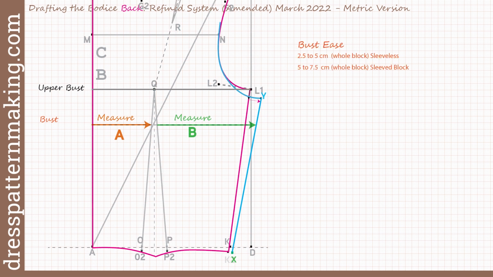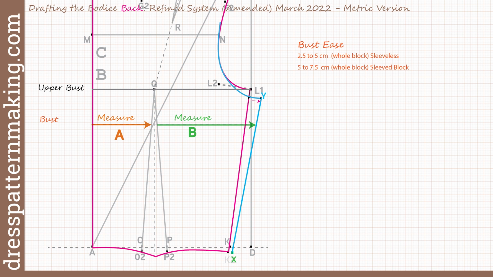So the standard amount, the amount that you're aiming for or hoping for, is 2.5 to 5 centimetres for the sleeveless block, and later on you can check again for the sleeved block. That's 5 to 7.5 centimetres for the sleeved block. Now again, this is for the whole block. Two things here.